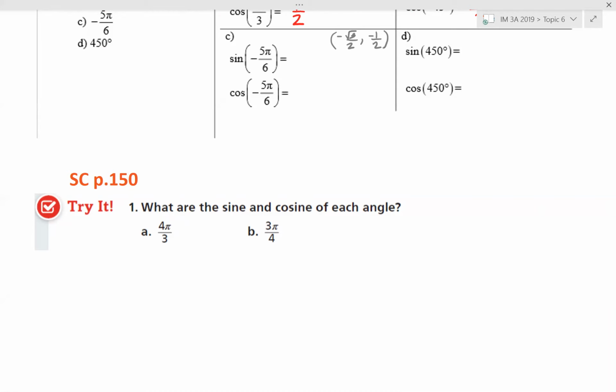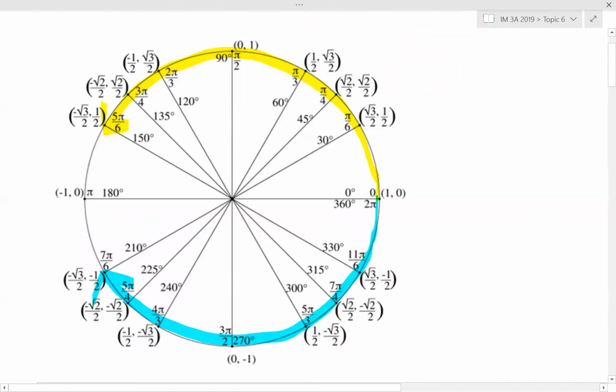One thing to think about is what negative 5 pi over 6 is in degrees. 5 pi over 6, if we just look at our unit circle, is equal to 150.